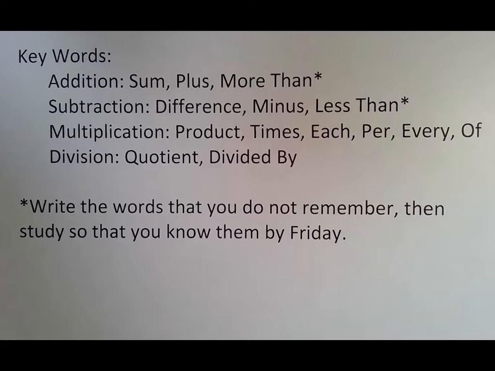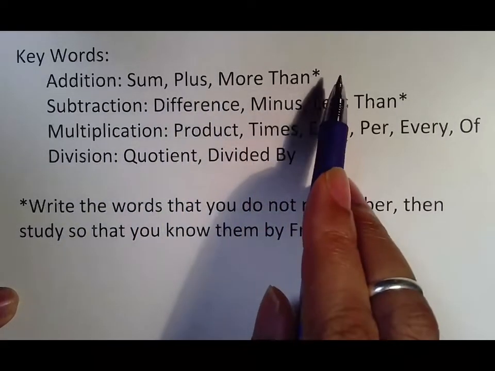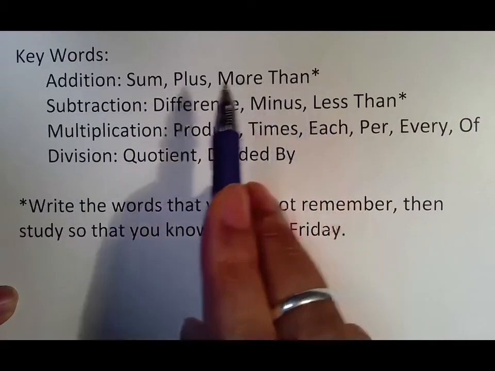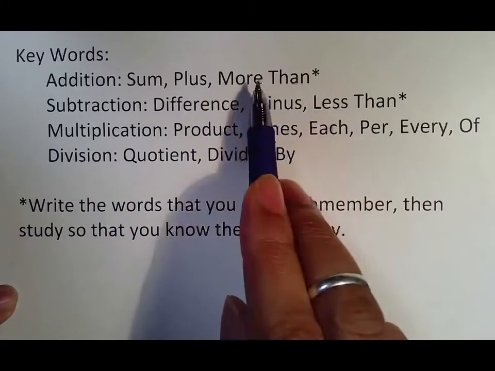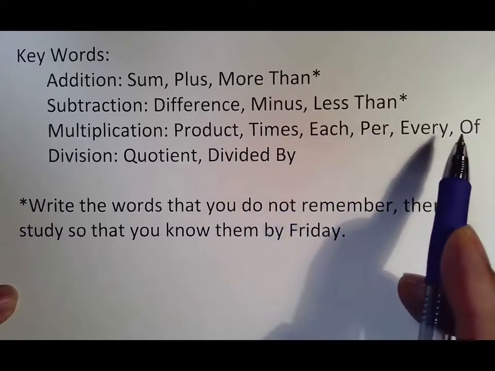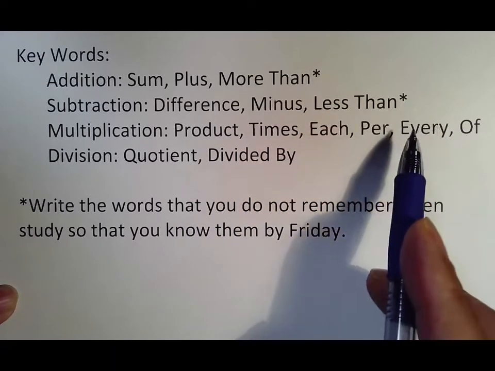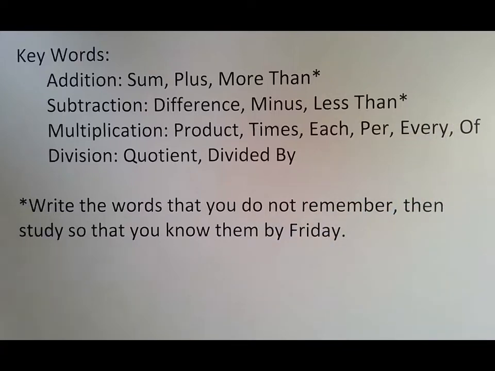So you don't need to write these down because we're still going to work through the worksheet together, but the keywords for addition: sum, plus, more than, which has an asterisk by it for a reason, which we'll talk about. Subtraction is difference, minus, less than, which again is similar to more than. Multiplication, which is product, times, each, per, every. Of is in there, but for the most part, each, per, and every. Of is usually done whenever we're talking about fractions, which again, if we see that, we'll talk about it. And then division is quotient and divided by.